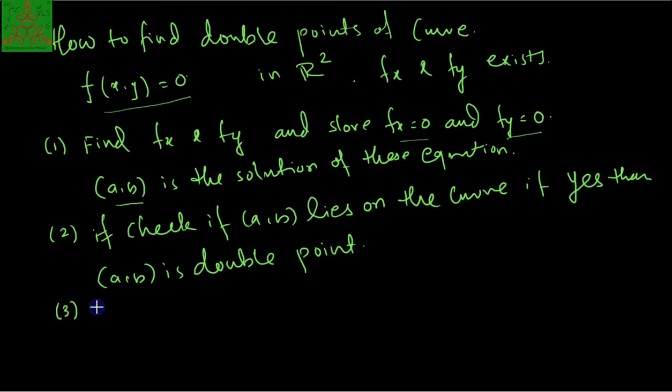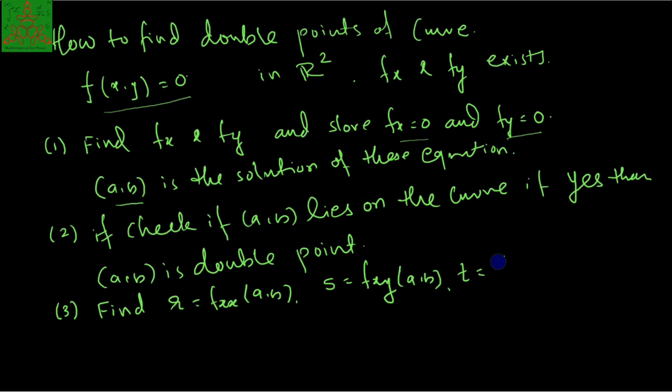Third step is to find r, that is f xx at the point (a, b), s, which is f xy at the point (a, b), and t, f yy at the point (a, b).